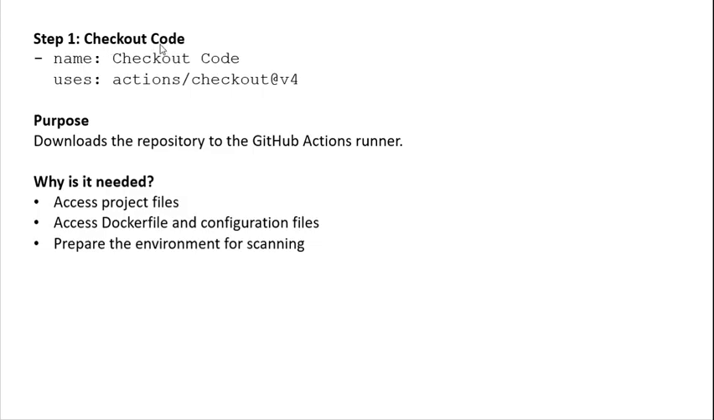First step is checking out the code, the same as for Kubernetes and Terraform: name: Check out the code, uses: actions/checkout@v4. The purpose is to download the repository to the GitHub Actions runner. Why is it needed? To access the project files, the Dockerfile, and the configuration files, and to prepare the environment for scanning.